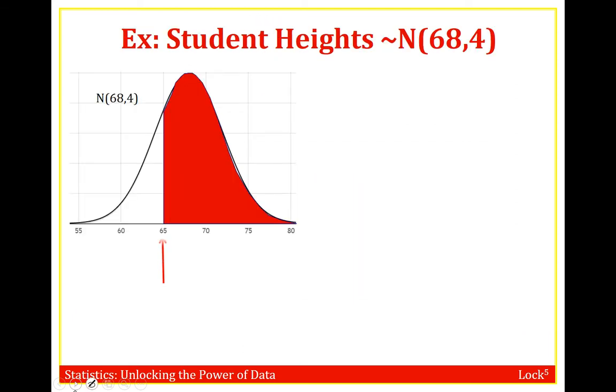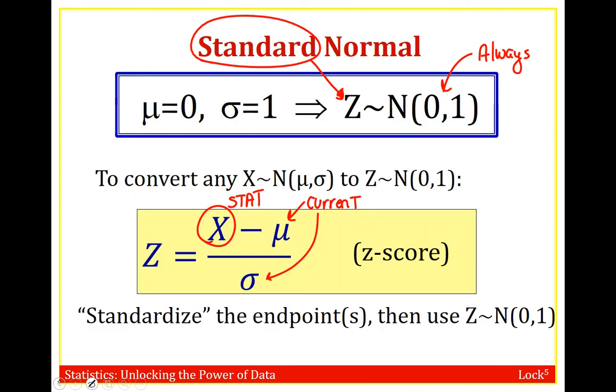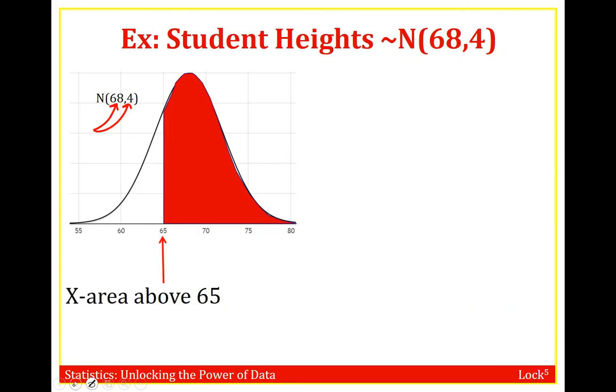So here we go, we have an example. We have a normal distribution, not a standard normal, a normal distribution. How do I know it's normal? Because it's not centered on 0 and it doesn't count by 1. In fact, it's centered at 68 and it counts by 4. So now I need to convert this so that I can put it onto what we refer to as a standard normal. And I want the area above that 65 still.